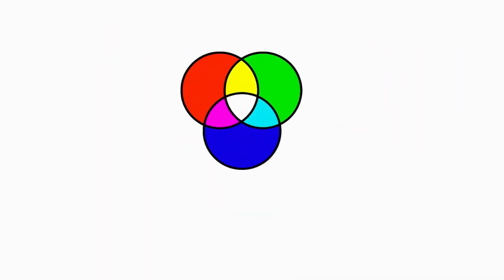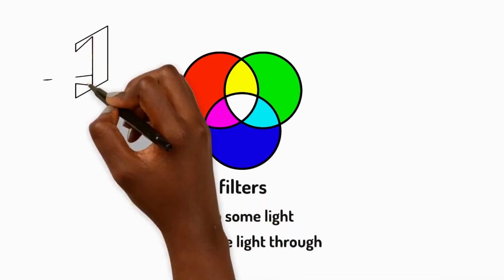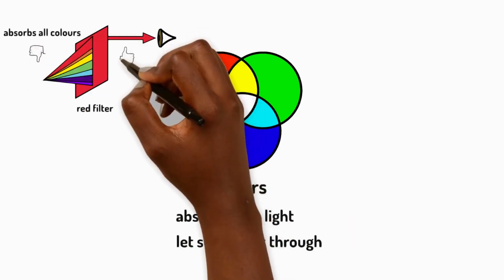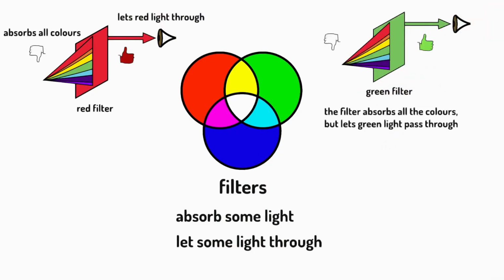We can also use transparent or translucent materials called filters to change the colour an object looks. These materials absorb some light but also let some light through to the other side of the filter. When a red filter is placed in front of a light source, it absorbs all the colours of light but lets red light through. This gives a red tint to everything you look at, and red objects appear even more red. If you have a light source and a green filter, the filter absorbs all the colours but lets green light pass through, making everything have a green tint, and green objects will look very green.